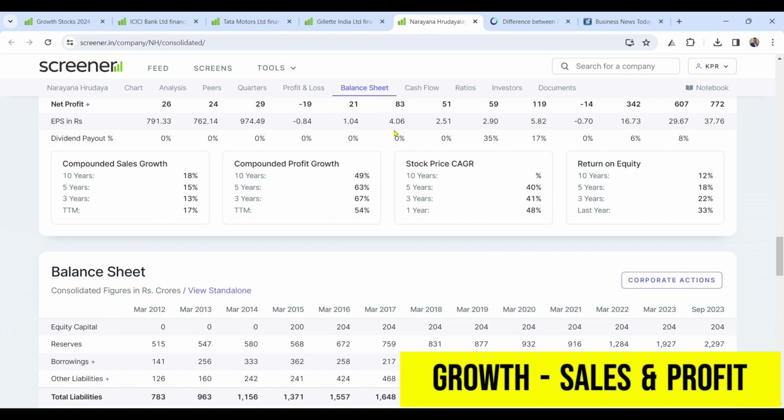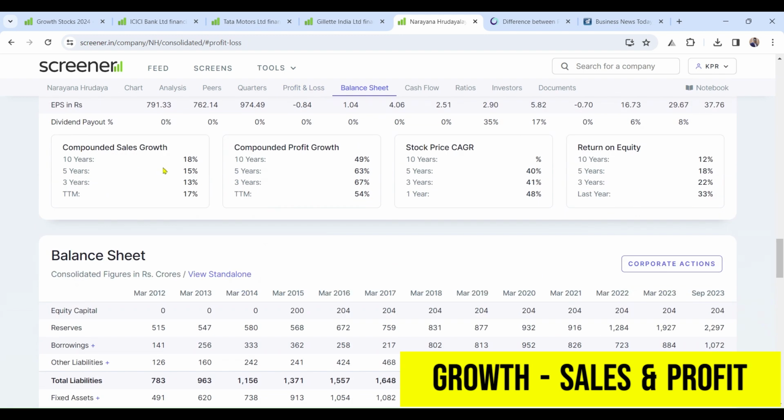When you take this company, just go to the profit and loss section and scroll down. You will see the compounded sales growth, profit growth, etc. In the last column, you get the 1 year sales growth and profit growth, then 3 years, 5 years, and 10 years. TTM is nothing but trailing 12 months, a 1 year data. Let's look at the profit first. For the last 1 year, the profit growth has been 54%, which is a good number.